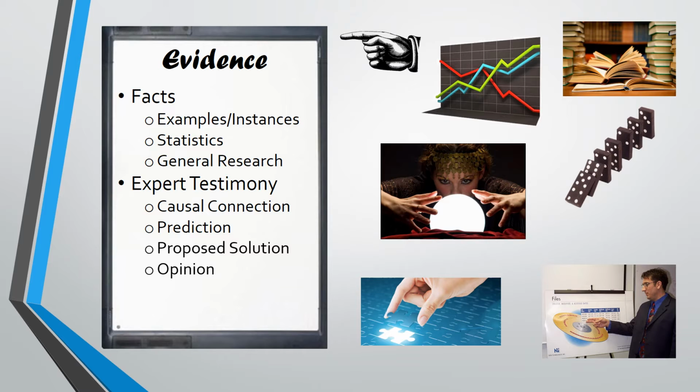This is what experts do for us. They discover and explain causes, they make predictions based on their expertise, and they tell us how to solve problems in their field. So, like the general research category under facts, opinion is a catch-all category to house all expert testimony that is not obviously a causal connection, a prediction, or a proposed solution. We'll see an example of that in just a minute.